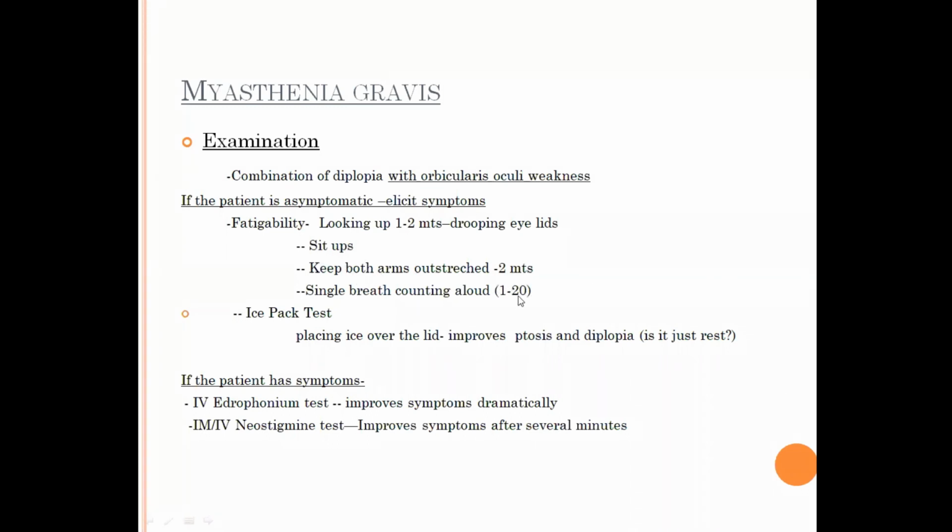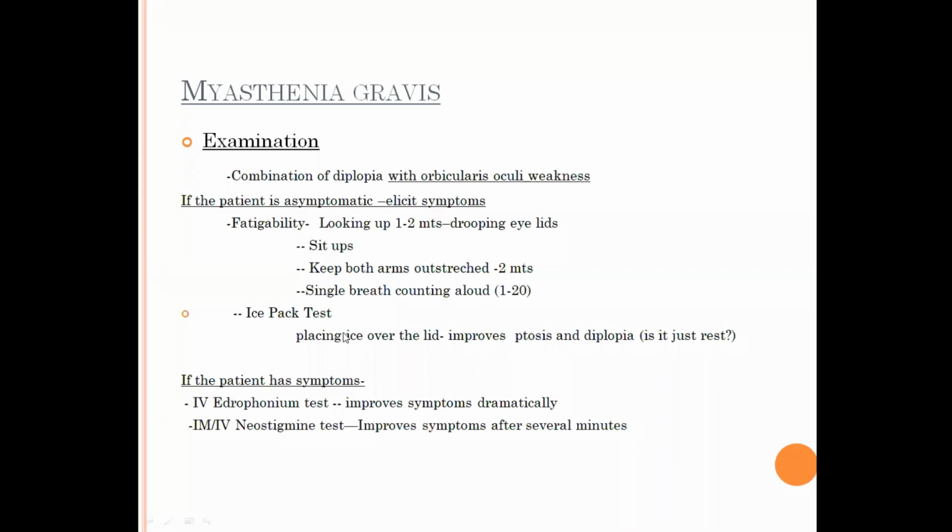Most important is the single breath counting. Whenever you admit a patient of generalized myasthenia, whether he should be shifted to the ICU or not, we usually perform this single breath count aloud. So take a deep breath and count slowly up to 20. If the person is able to do that, it means the respiratory muscle weakness is not yet there.